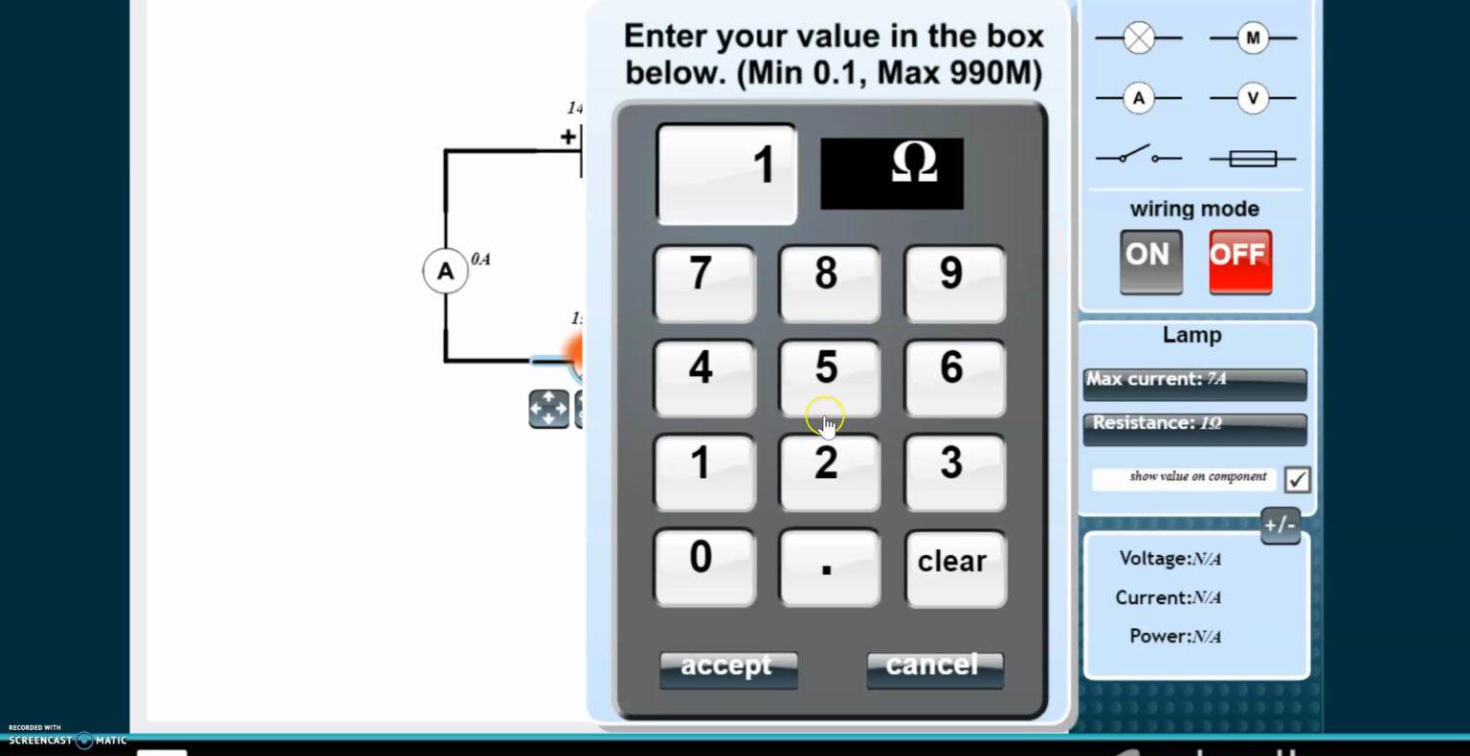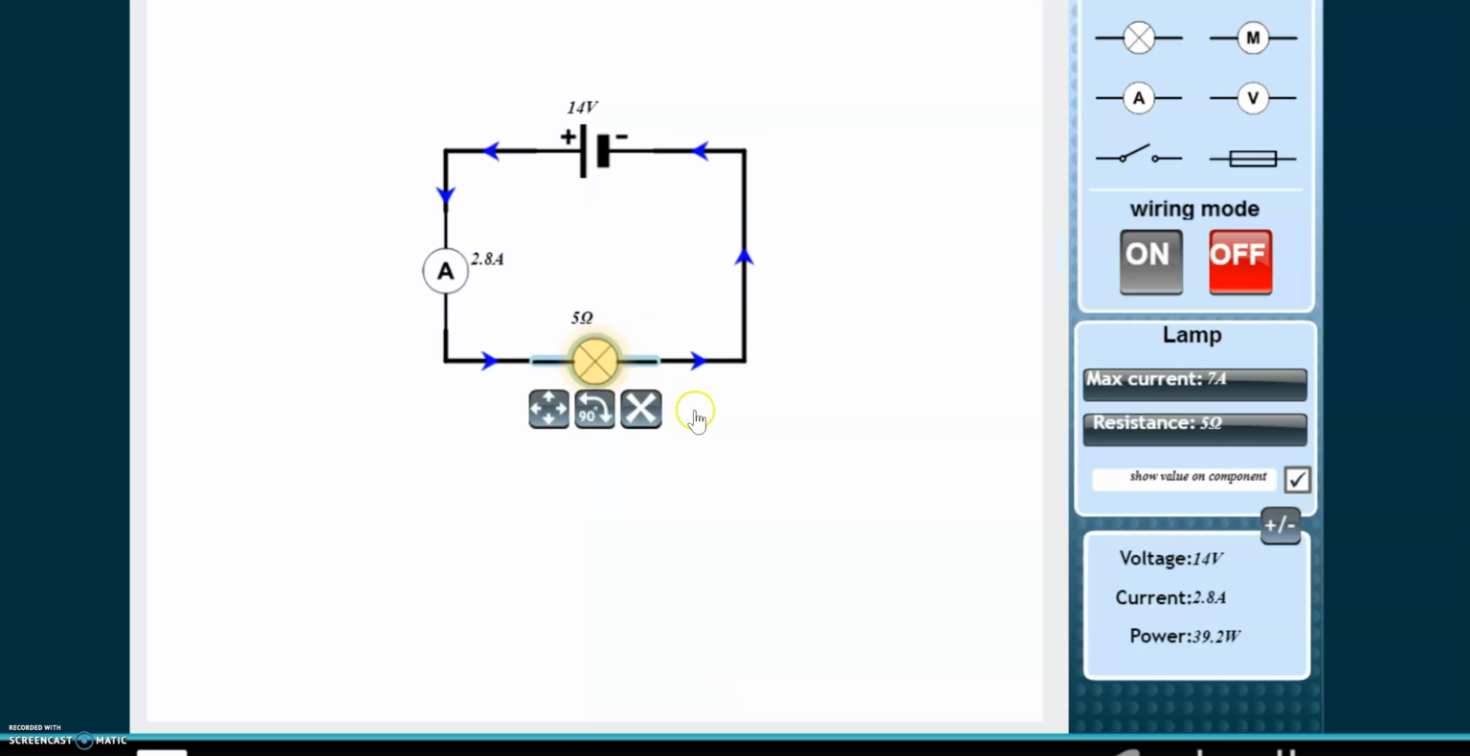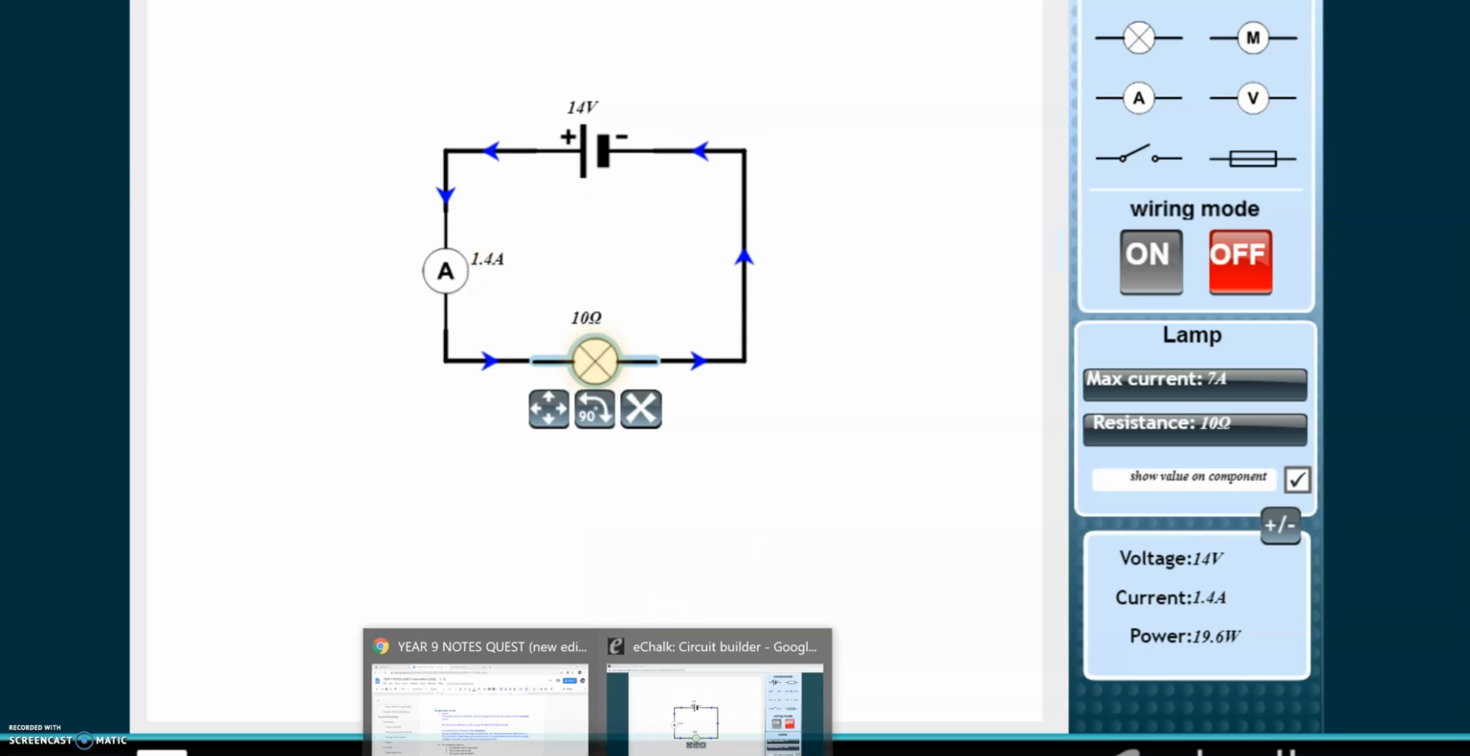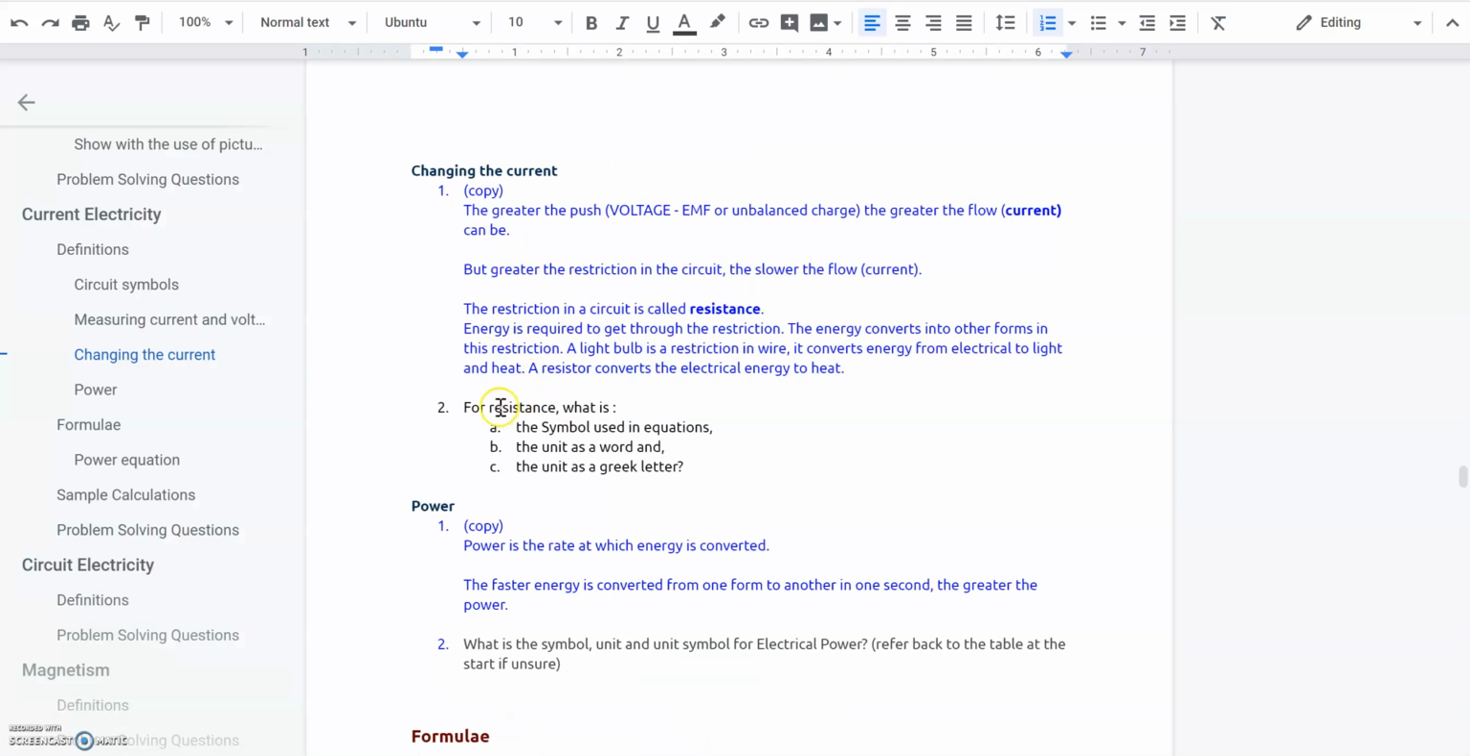You can see if I change resistance to 5 ohms and fix that, you can see we're getting much less current. If we now double that to 10 ohms, so ohms is the unit of resistance, you can see the current goes down even further. So that's what that talks about there, and you've just got to copy it on there.